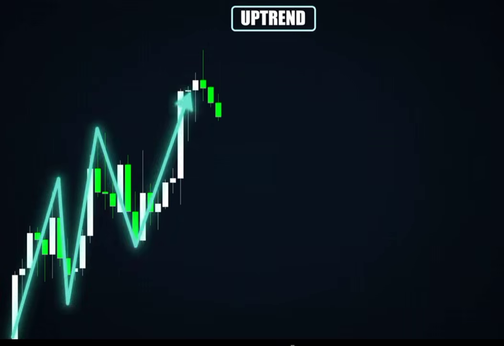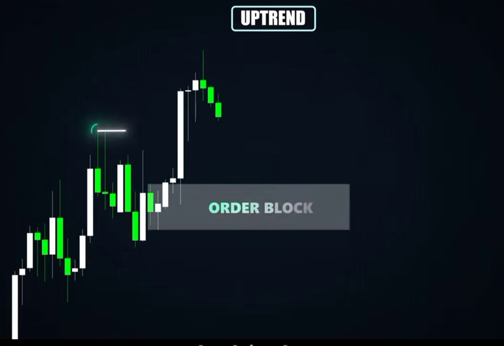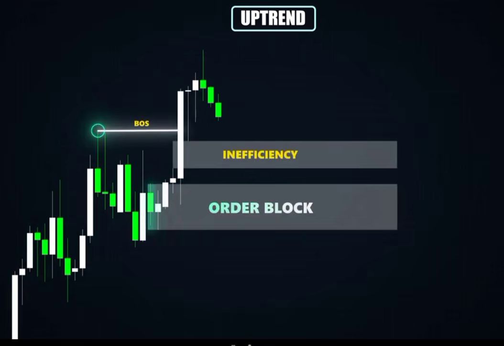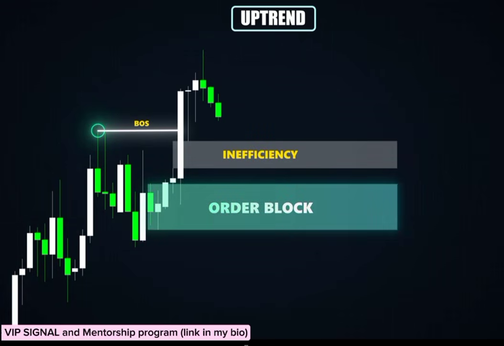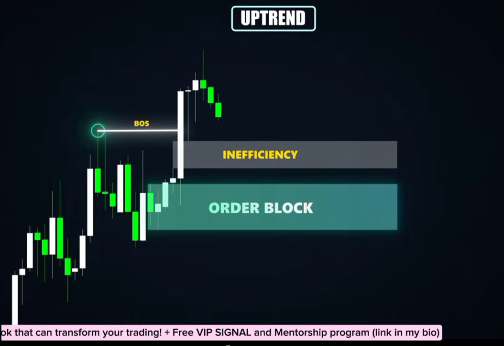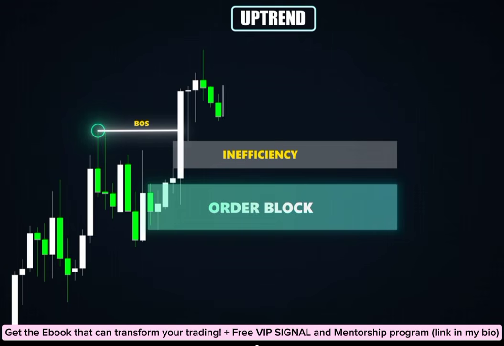Right now, we're in an uptrend, and this move right here has left behind a strong bullish order block. This zone is critical. It's where institutional traders place their positions. But here's where patience comes in. We don't just enter because we found an order block. Instead, we wait. If price retraces back to this level, that's when we get interested. If it doesn't, we move on. No chasing, no forcing trades.